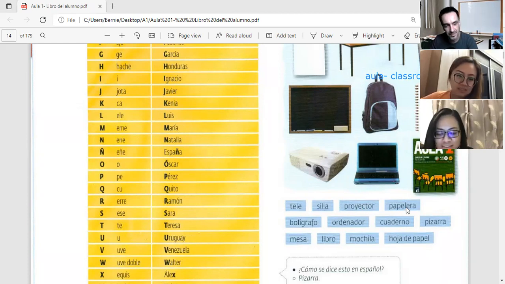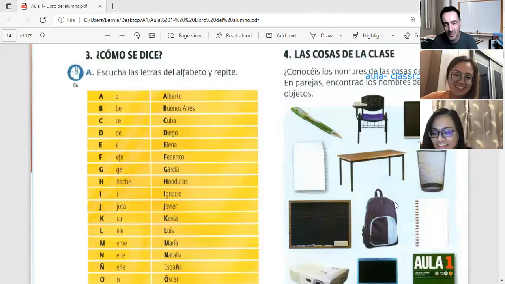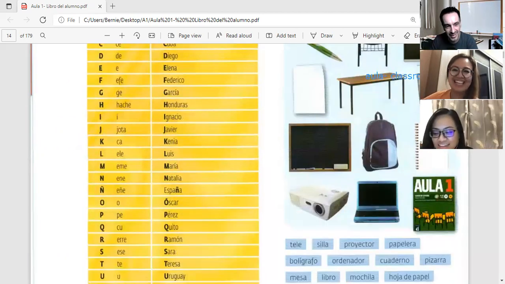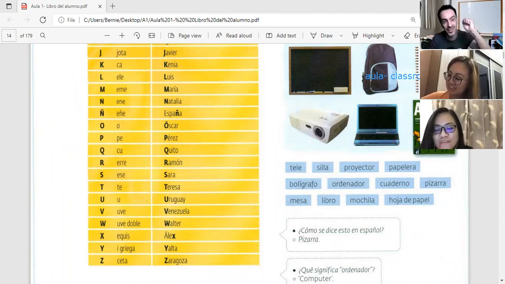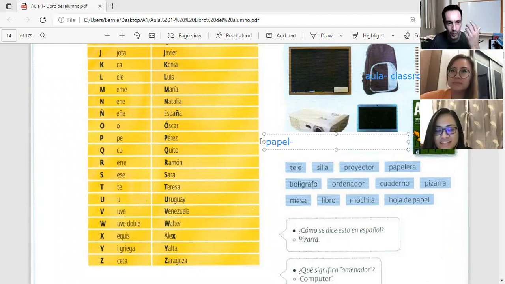Papelera. The paper. Okay, but what can it be? Papelera is the dustbin. Why? Because a long time ago, people grabbed the paper, crushed it into a small thing, and threw it in the dustbin. Papelera came from paper, papel. So papelera is because people in the classroom used to throw all the crushed papers inside there. So it's a dustbin. Correcto. Papelera.